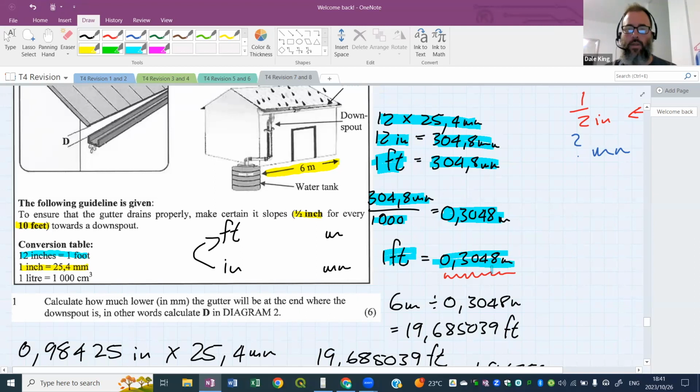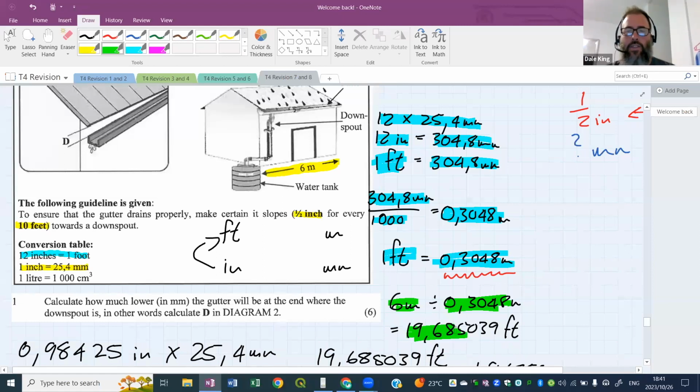That's workable. Now I go to my picture, which says I've got a 6 meter gutter. So I take my 6 meters and I divide it by 0.3048 sections, because each one of those 0.3048 sections is a foot. And I see that I end up with 19 feet.